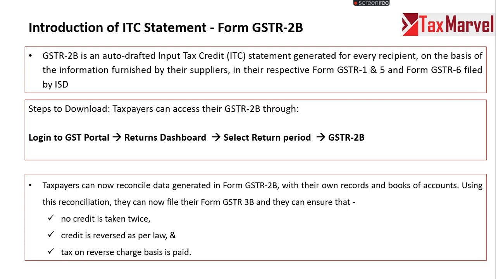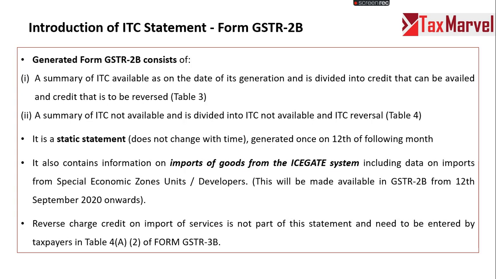So now before filing GSTR 3B, you can download data in GSTR 2B and reconcile to ensure that the ITC is not claimed twice. Credit reversal can be done as per law. So the invoices which are not appearing in GSTR 2A can be acted upon, and also tax on reverse charge can be paid. So based on the declaration by the supplier, you can pay tax on reverse charge as well based on the statement downloaded in GSTR 2B.